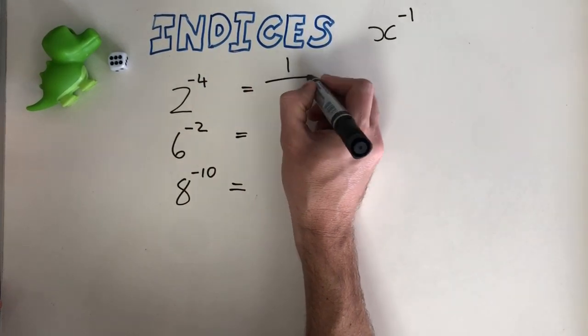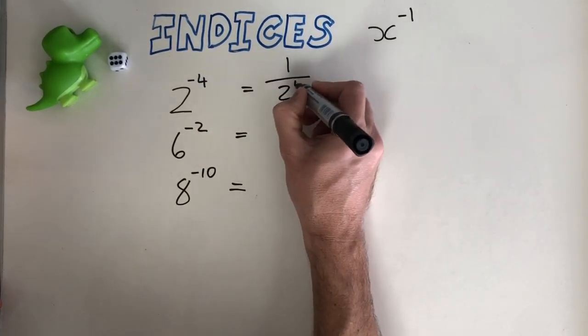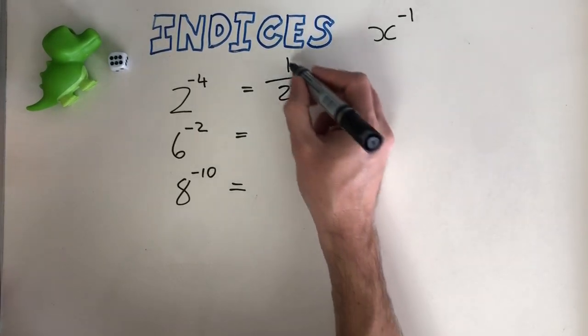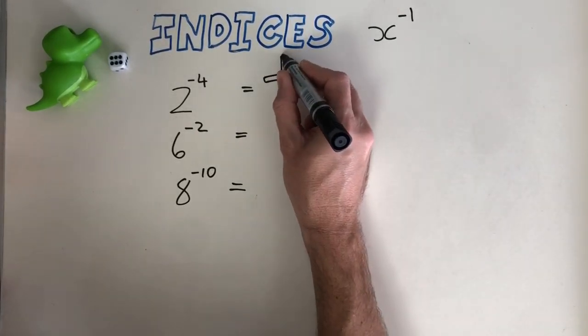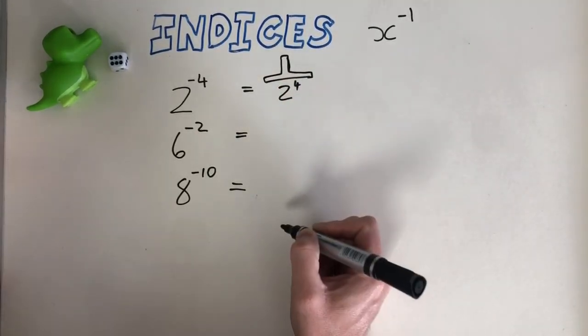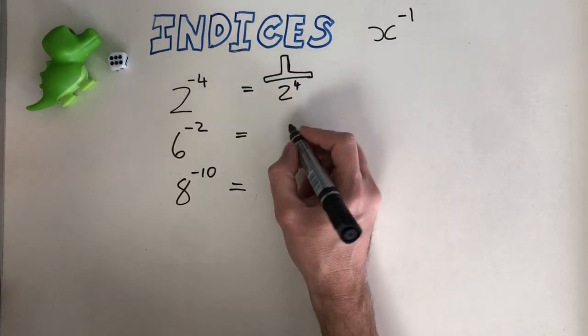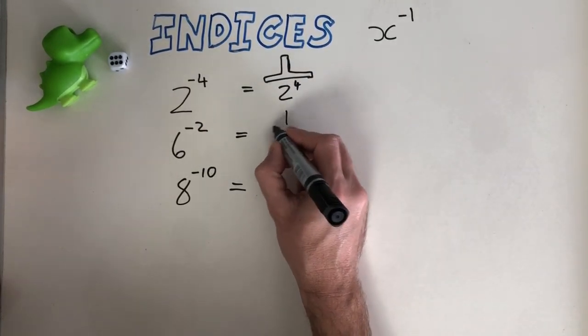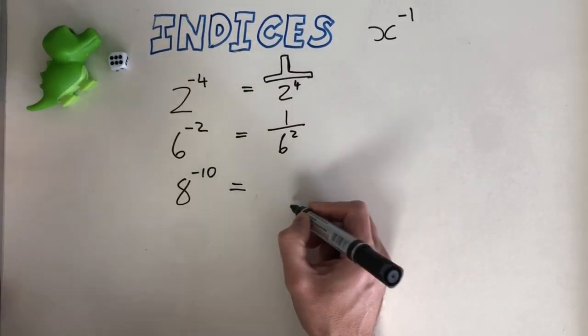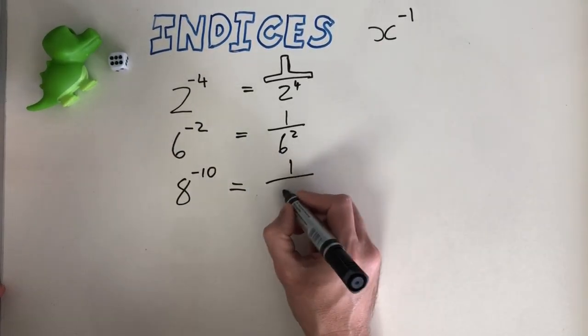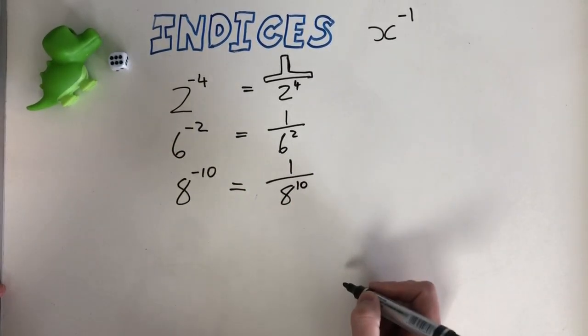So 1 over 2 to the power of 4. I'm just giving it a hat. This is a hat. Okay, please don't do that in an exam. And then another case, 1 over 6 squared, and then 1 over 8 to the power of 10.